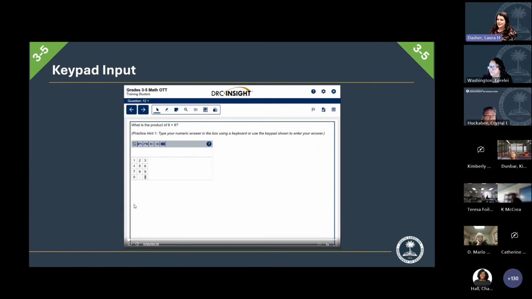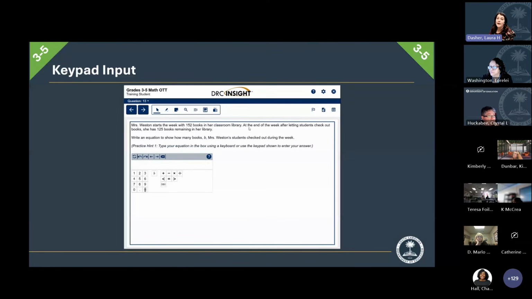All right, the next item type is what we call keypad input. This is number 12 on your OTT and number 13. Students are presented with an item. The student is asked to respond by writing their numerical answer or writing a mathematical expression or equation to answer the item. In this video, you will notice 2 different types of keypads, one that is a simple keypad, which was in the beginning, and one that expects students to write an equation or expression. So students may see both within their test, it just depends on the item.